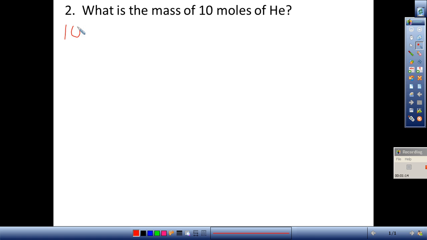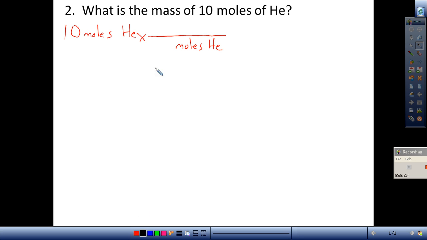Number 2, first step is to always write the given. Second step, I don't want moles of helium. So if I don't want something, I put it down here to cancel. Okay, on top, what do I want? I want mass. Mass is grams. In my fraction, I only have 1 mole. So I'm going to put 1 mole. How many grams? Well, helium, grams, I go to my periodic table and I pick that number up. It's 4.